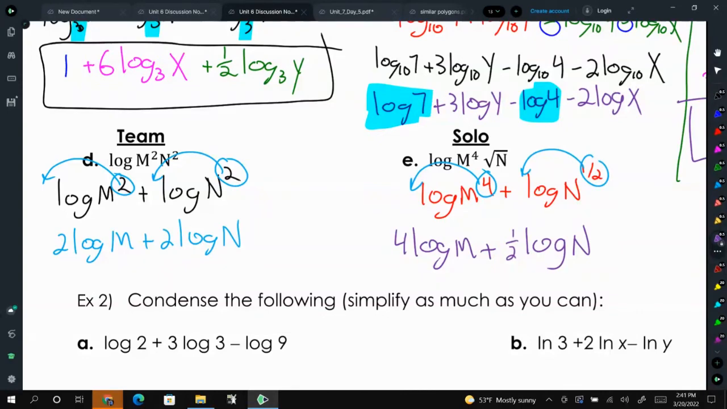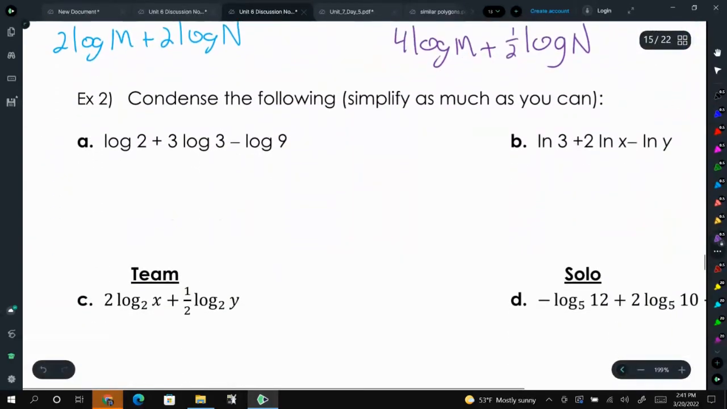All right, so you can see my work and my answers here and what I did to expand both of these logs. Now we're going to go in the other direction. We're going to condense the logs.